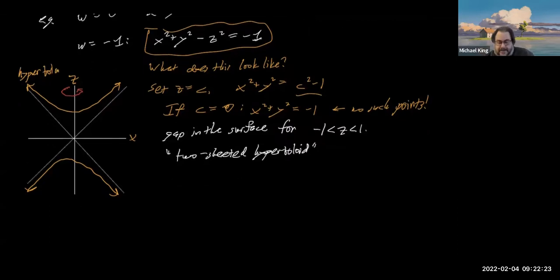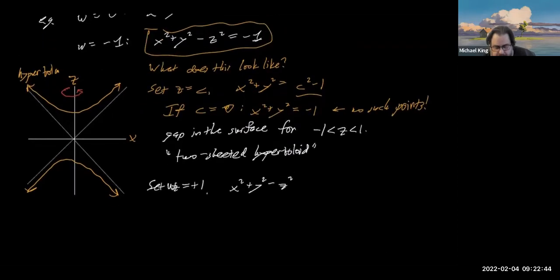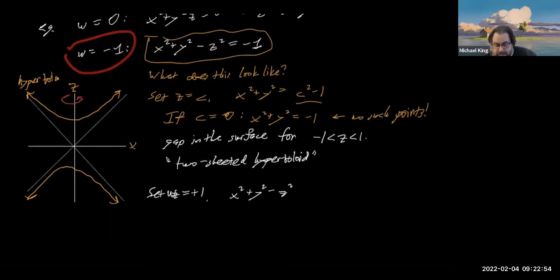Okay, but if we did, when c is +1, if we set z equals +1, we get x squared plus y squared minus z squared. I'm sorry, w equals +1. Why did I say z? Sorry. I set w equal to a constant first, then I set z equal to a constant. So I want to think about setting w equal to +1 instead. Let me just try that again.